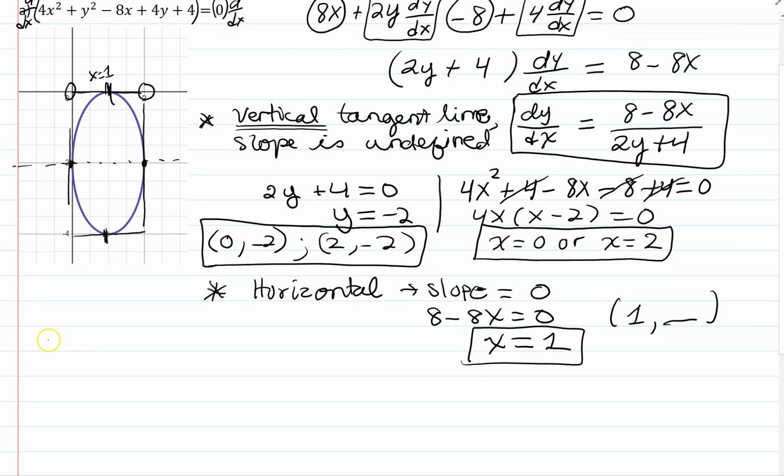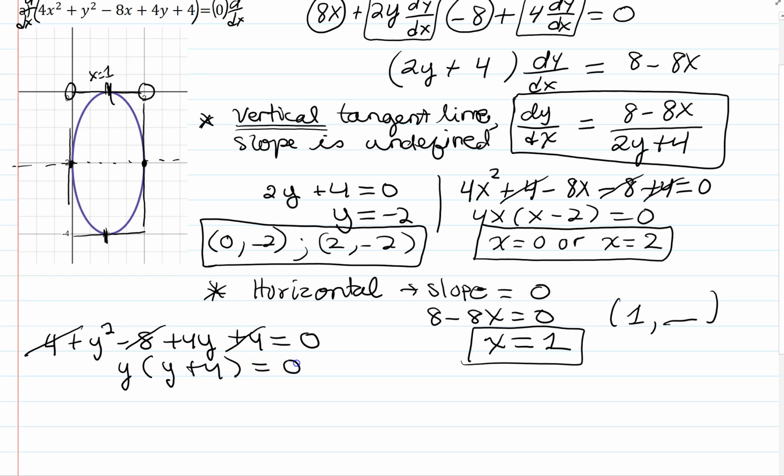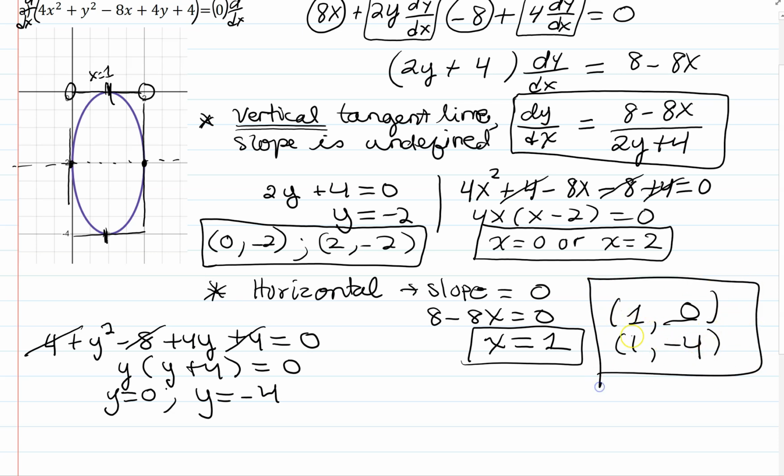If you plug in 1 for x, you will have 4 plus y squared minus 8 plus 4y plus 4 is equal to 0. So that's gone. And factor out the y, you will have y times y plus 4 equal to 0. So y is equal to 0, and also y is equal to -4. So the points that we have, there are 2 points, that would be (1, 0) and (1, -4), which really confirmed our answers to the graph of the equation.